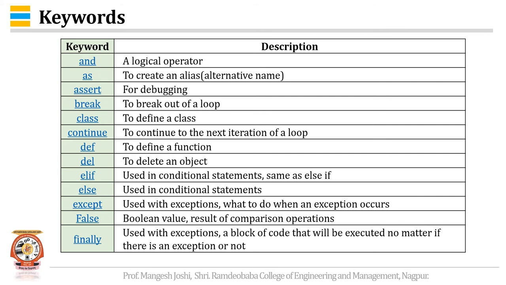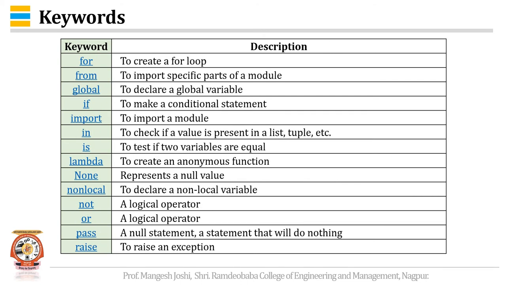Again, if you take the example of def, it is used to define a function. Again, elif is nothing but else if in other programming languages. Again, else is used in conditional statements and so on. Similarly, for Boolean variables, the values it takes are False and True. So again, you cannot use these keywords as variable names. This is the list. We will take each and every keyword while doing the programs.